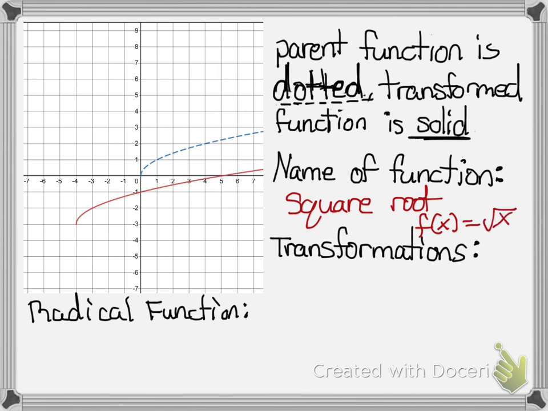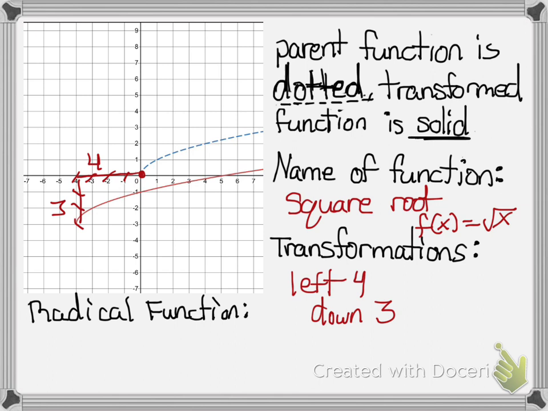Like it said, the dotted one is the parent function, so that's where it started, okay? So since it started here, I'm going to ask myself, how many times did it move to the left or to the right? It went to the left 1, 2, 3, 4 times, and then it went down 1, 2, 3 times. So it went to the left 4 times, went down 3 times. So those are my transformations. Left 4, down 3.